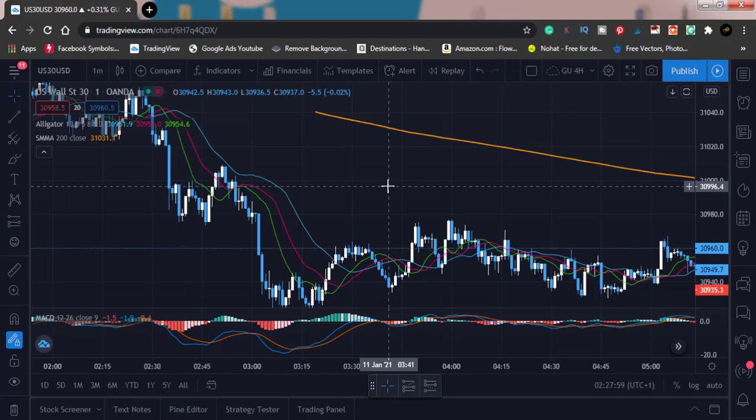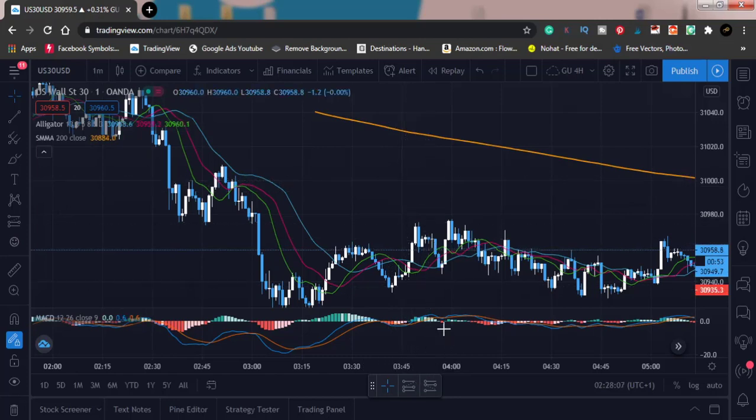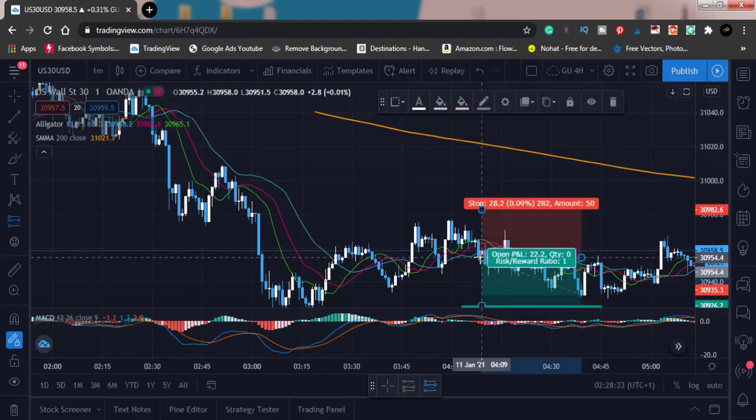What are the rules you sent for this one? You made me understand that I only take a sell trade when the MACD line is above the zero line, somewhere here. Yes, so you see I only take a trade when the MACD line is above the zero line and the price has crossed down on the Alligator, so somewhere around here. This would have been the first sell, so I would have taken this one just here. Okay, I'm sure this is what you meant.